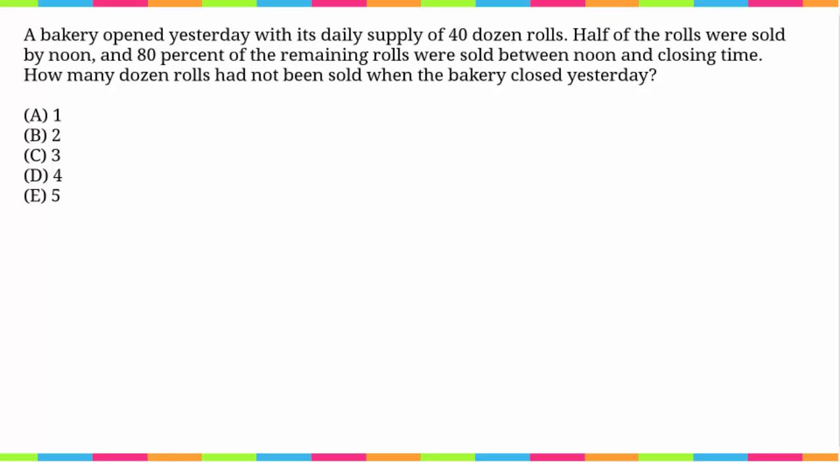Okay, so the question says, a bakery opened yesterday with its daily supply of 40 dozen rolls. Half of the rolls were sold by noon and 80% of the remaining rolls were sold between noon and closing time. How many dozen rolls had not been sold when the bakery closed yesterday?